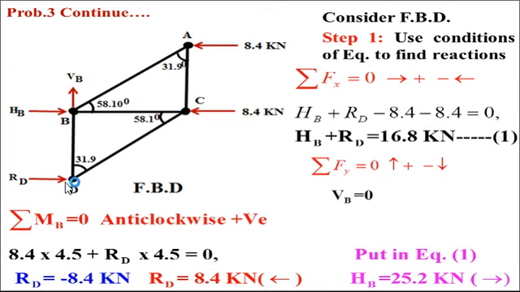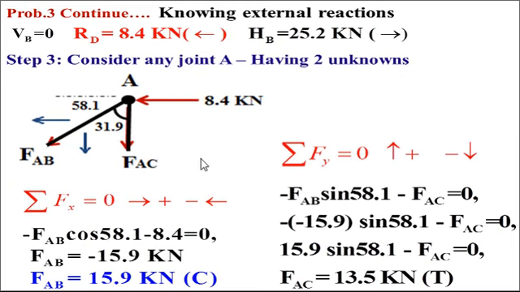Negative RD means the assumed direction of RD is rightward, but it is not rightward because it is negative. So it must act leftward. Here I have corrected that direction. Okay. So you will get HB also by putting it in equation 1. Okay. And then proceed joint to joint.